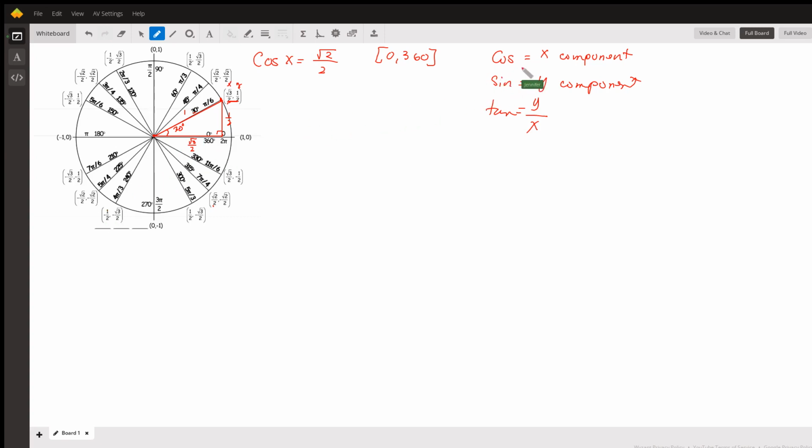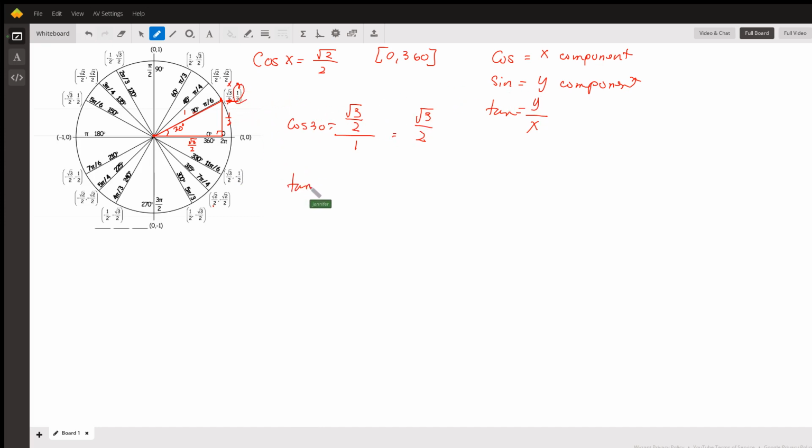Now, why is cosine the x? Remember, cosine means adjacent over hypotenuse. Well, if you want cosine of 30, the adjacent side is square root of 3 over 2, divided by the hypotenuse, which is 1, which equals square root of 3 over 2, which is basically your x component. So cosine 30 is square root of 3 over 2. If you want to find sine 30, it'll just be 1/2.